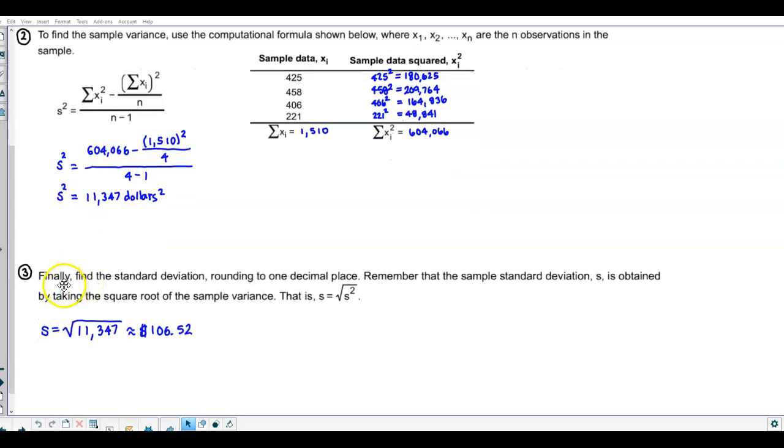In this case, the sample variance. Now for part 3, we want to find the standard deviation, rounding it to 1 decimal place. Remember that the sample standard deviation S is obtained by taking the square root of the sample variance. So, taking the square root of 11,347 is approximately $106.52, which, rounded to 1 decimal place, is 106.5.